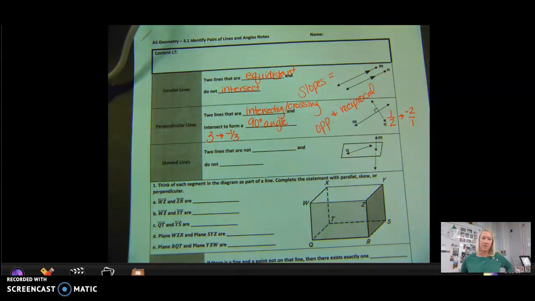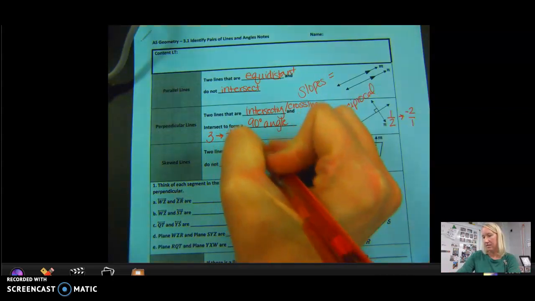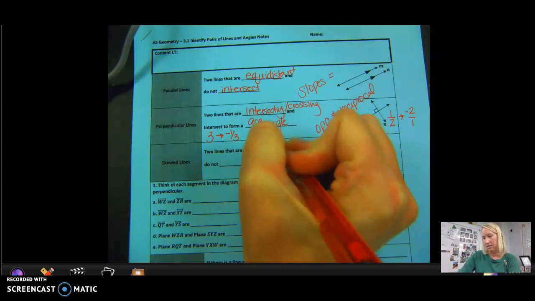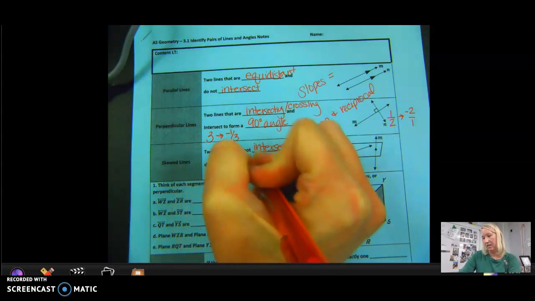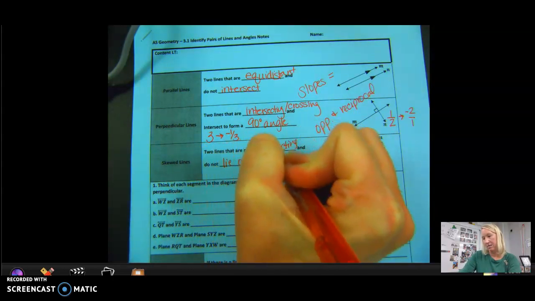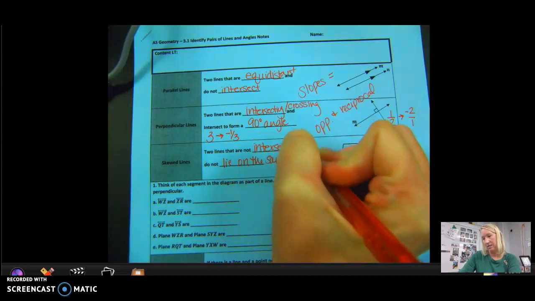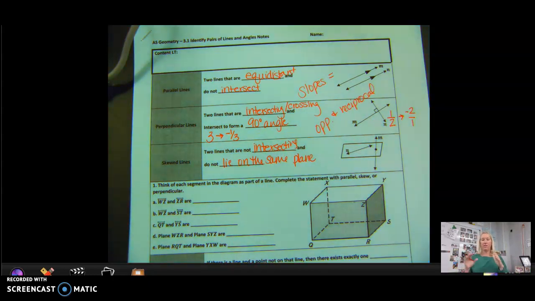Okay? Okay, skew lines are two lines that are not intersecting. They will never intersect, and do not lie on the same plane. So skew lines will never, ever, ever intersect.